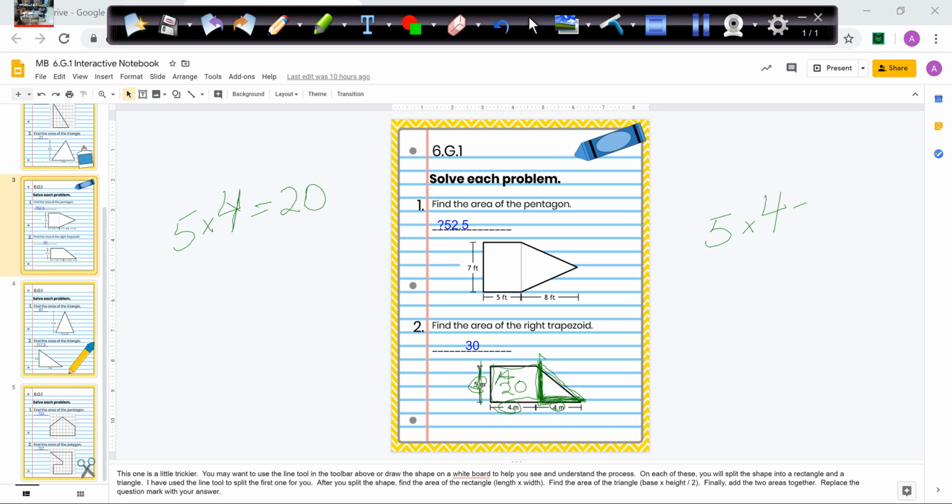5 times 4 is 20. And then we have to divide by 2. So whenever we have 20 divided by 2, we get 10. So the area of this triangle is 10. Now we're going to put these together, the 20 and the 10, and guess what? You got it. It's 30. Very good. Okay, so now we're going to try the next page and see how you did on it. Let's look.